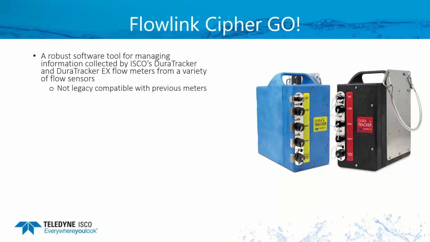let's talk about the purpose of it. So the Cipher GO, again, is made for the DuraTracker and DuraTracker Ex. It is not legacy compatible with other meters. So this is not going to work with the 2100s or the signatures. It is only for the DuraTracker and DuraTracker Ex at this time. Newer meters as we develop are going to be compatible with Cipher GO though. So anything from the DuraTracker on will be supported with Cipher GO, but anything before the DuraTracker line is not going to be supported.